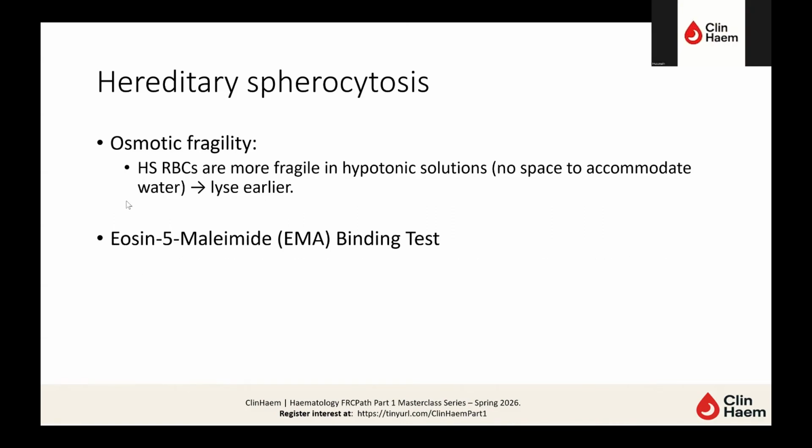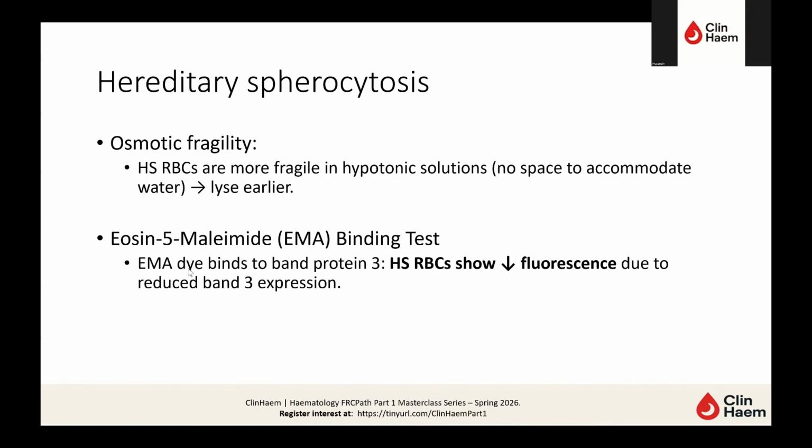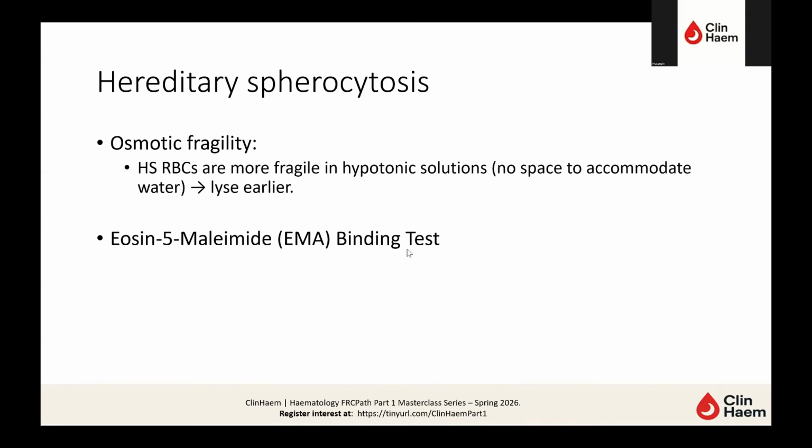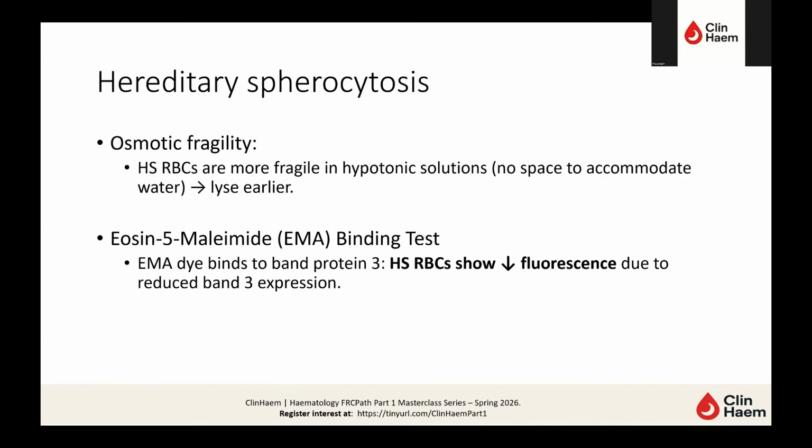But the test that's done, and you definitely need to know, is the EMA binding test. It's a very fancy name, but basically EMA is a dye that binds to band protein 3, which I mentioned, if you remember. It binds to that, and then you do flow cytometry after exposing the cells to this dye. So HS cells would have low band 3.